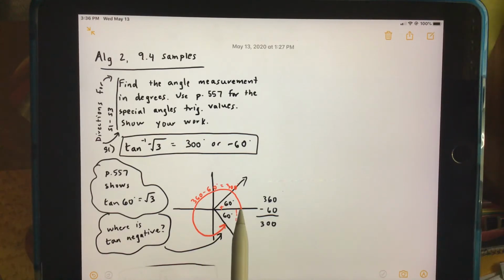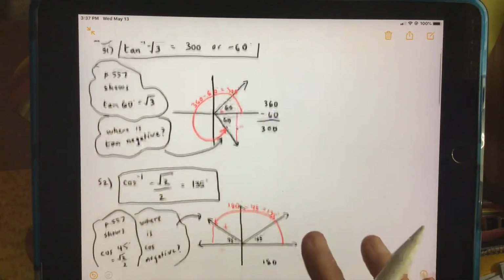Or we start on the x-axis and proceed counterclockwise, and we have to figure out what then is 360 minus the 60 degrees to arrive at our positive degree measurement would be 300 degrees. So we're always going to be thinking about that coordinate plane and using page 557 to find the values of these particular inverse functions. All right, sample 2.